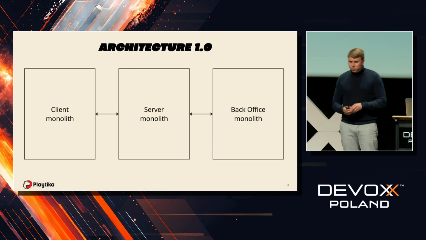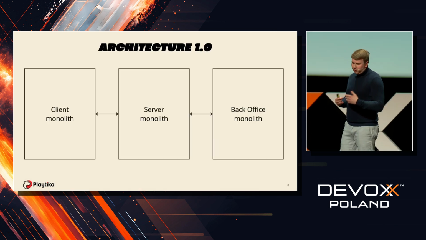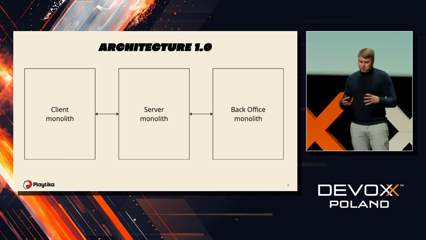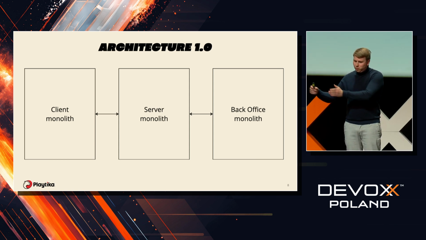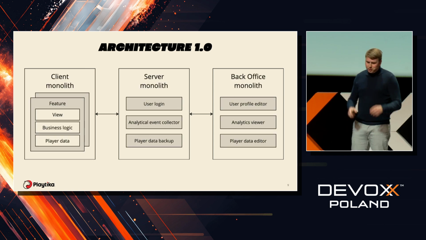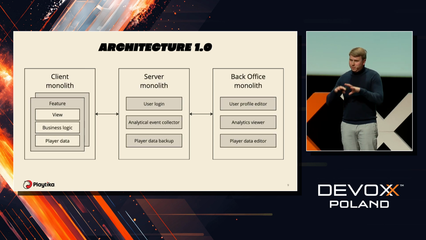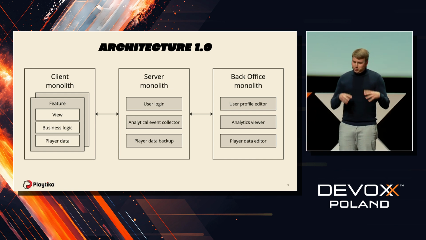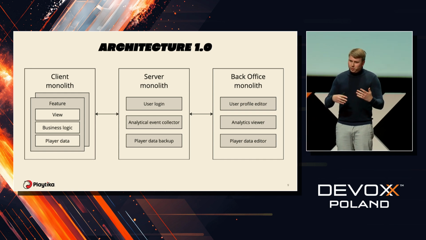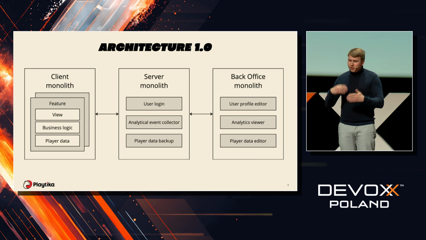Architecture 1.0 of this game is pretty simple. We have 3 monoliths: we have the client, we have the server, and we have the back office. Those 3 monoliths implement some functions. The client contains all the business logic. So we want to play the game, play the levels, collect some scores. It's all on the client.